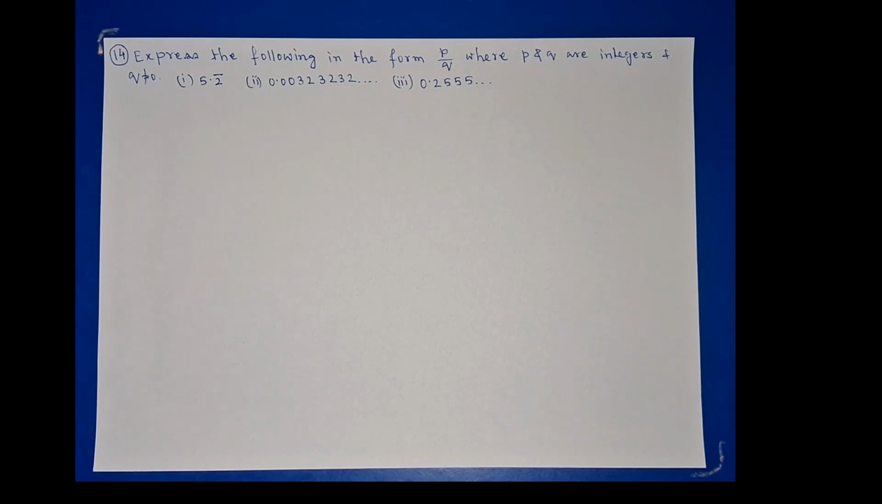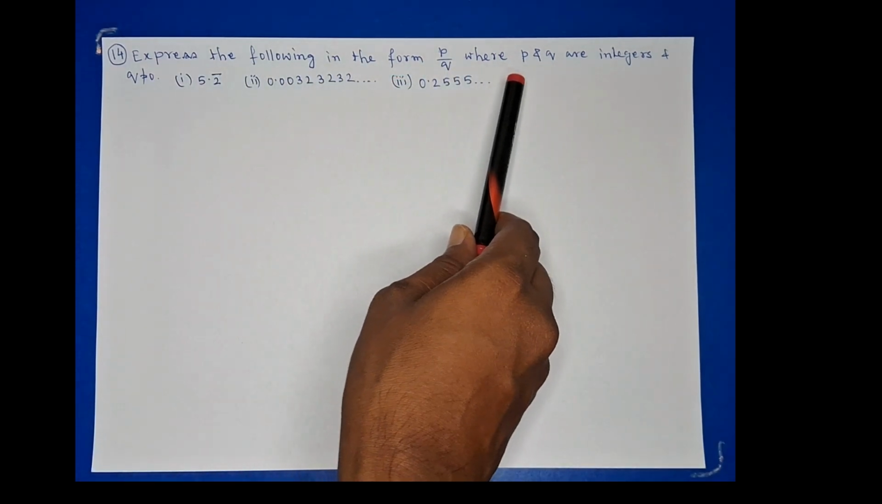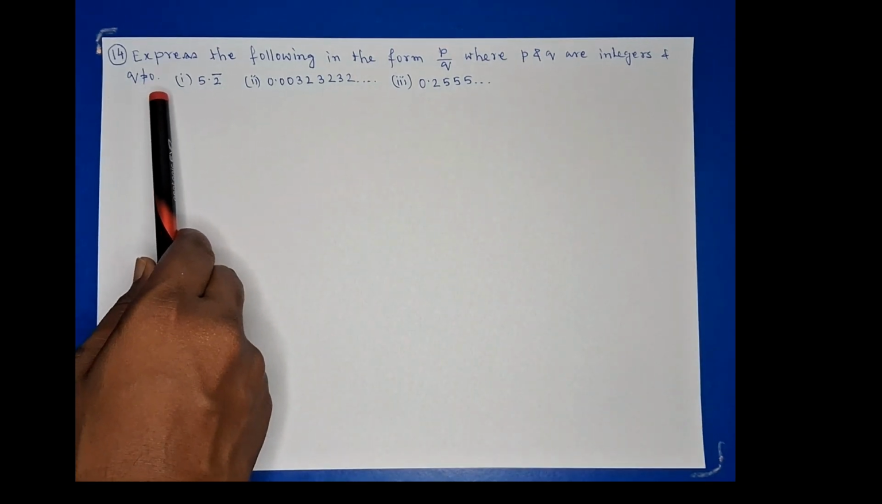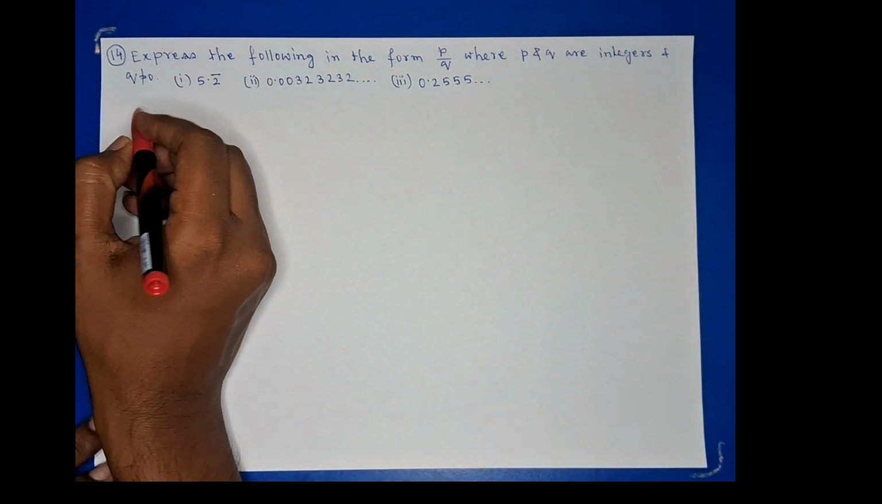In the last day, we have solved some numerical problems in number systems, and today also we will be solving some more problems. In the last lecture, we have solved up to question number 13, and today we will be solving from question number 14. So let us start. What is there in question number 14? Please read it. Express the following in the form P by Q, where P and Q are integers and Q is not equal to 0. The first one is 5.2 bar. So let us solve it.